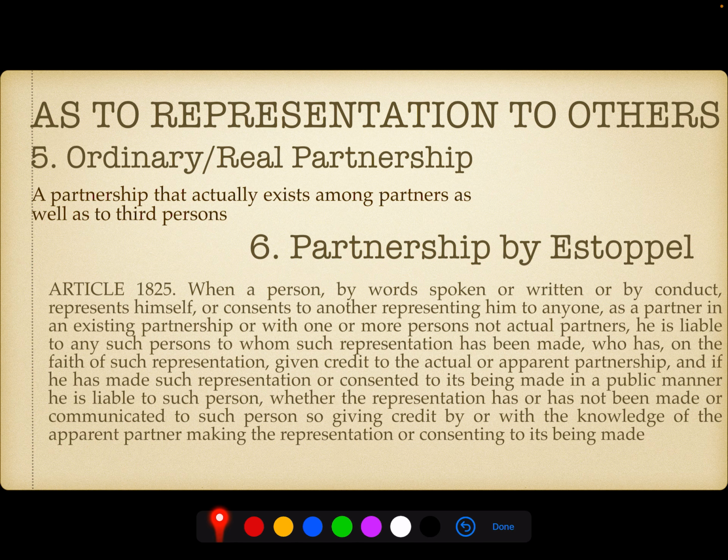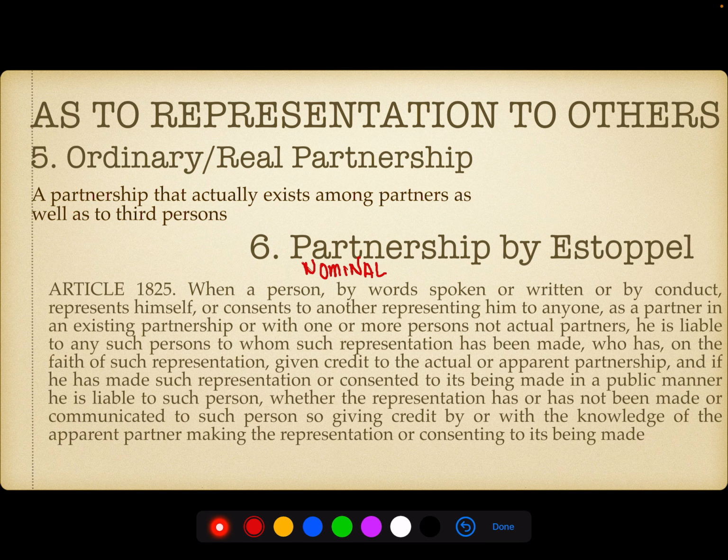Okay. Now, as to the representation to others, there is an ordinary or real partnership, meaning one that actually exists, and it exists among the partners and as to third persons, and a partnership by estoppel, which we also call a nominal partnership. Partnership by estoppel or nominal. A partnership by estoppel is covered by Article 1825. It's actually a very long provision which we will thoroughly discuss in a later video.